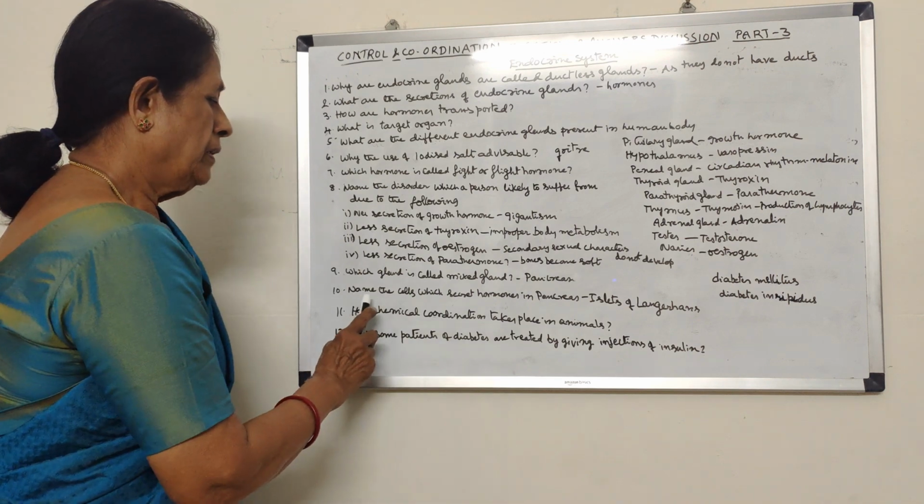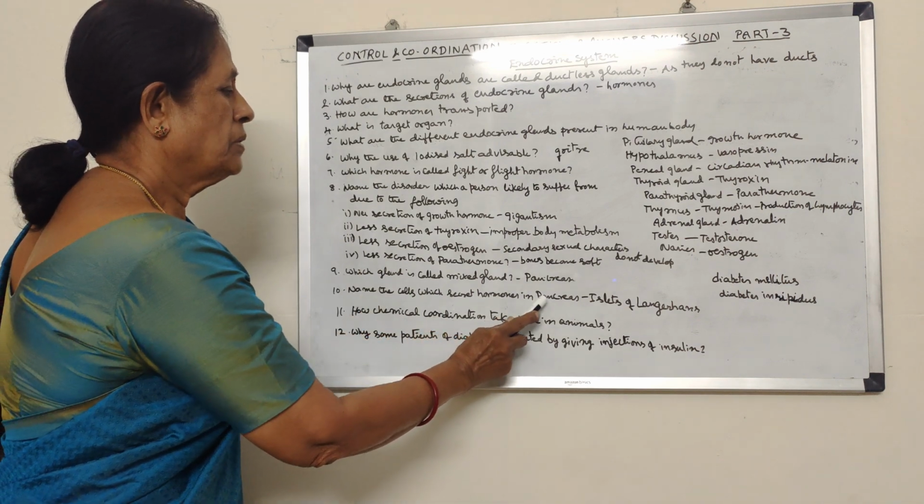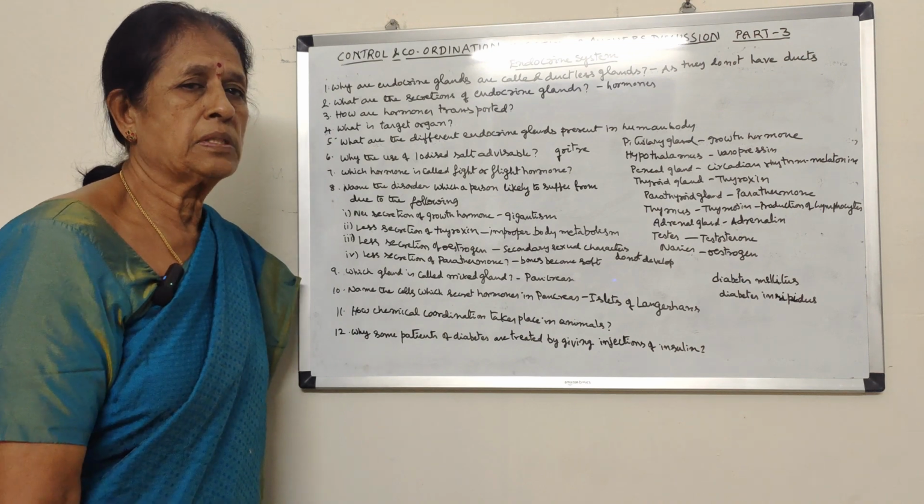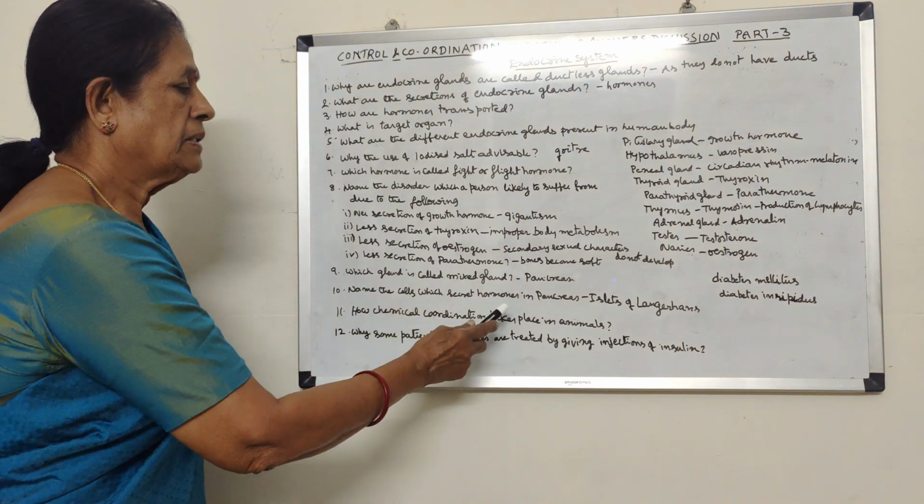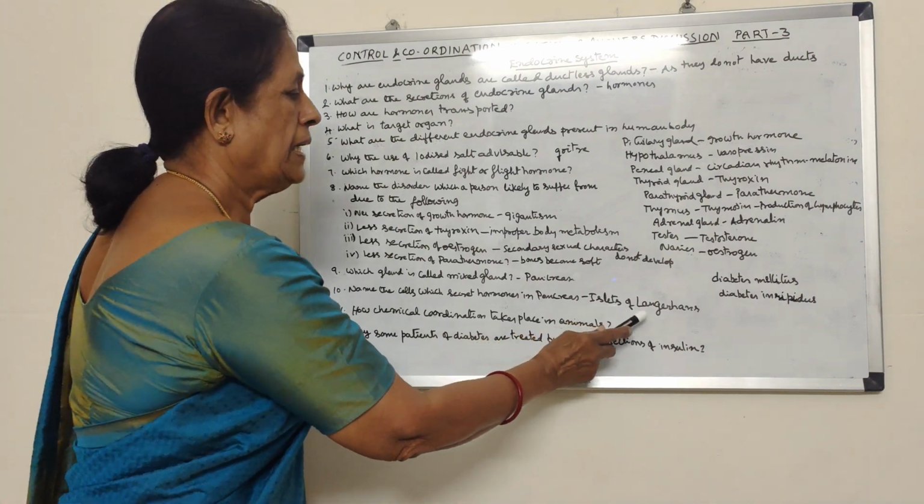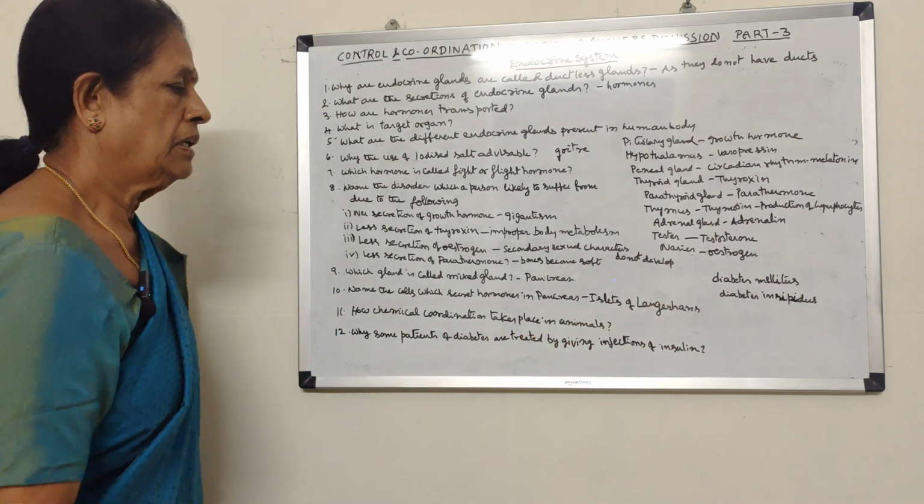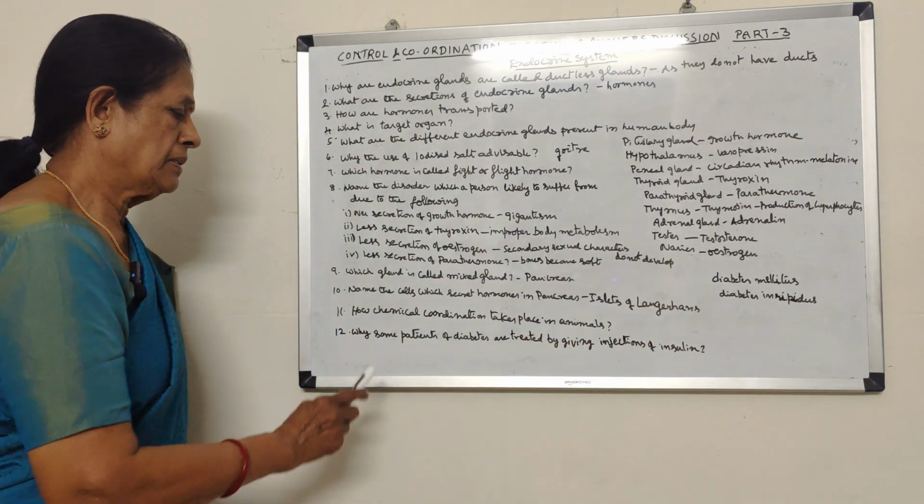Okay. And name the cells which secrete hormones in the pancreas. The pancreas produces pancreatic juice. Certain cells are present in the pancreas which secrete hormones. They are called the islets of Langerhans.